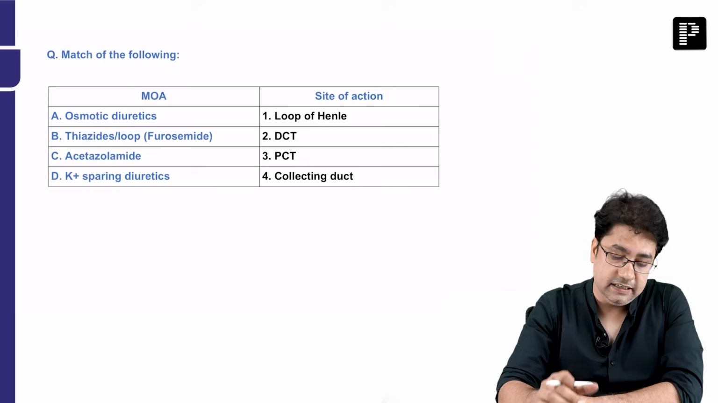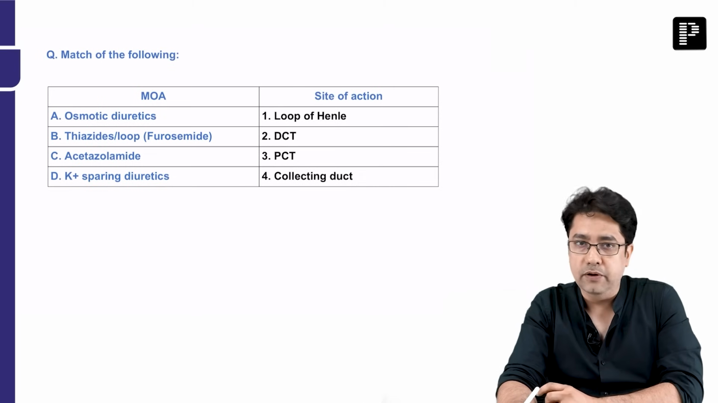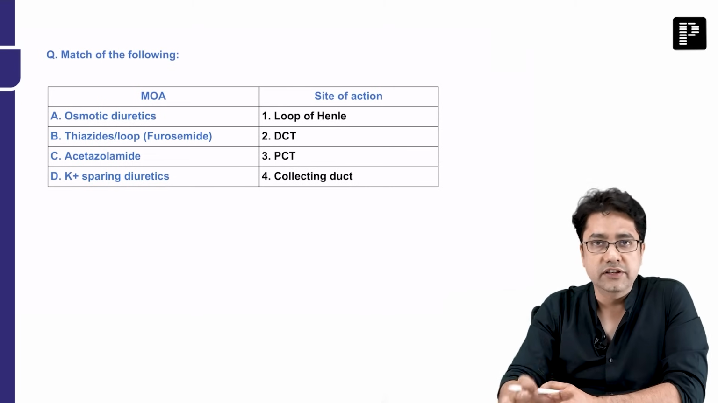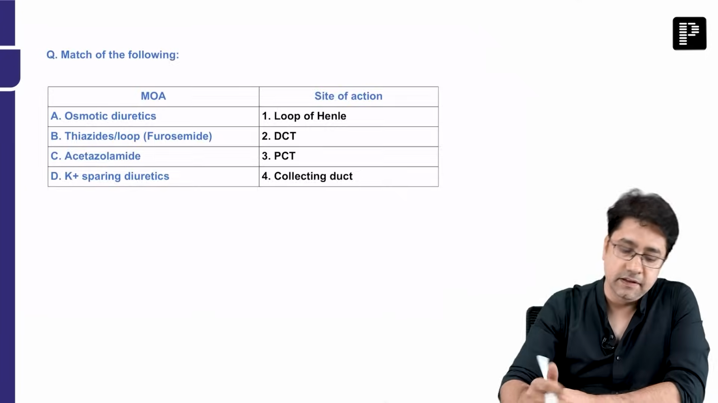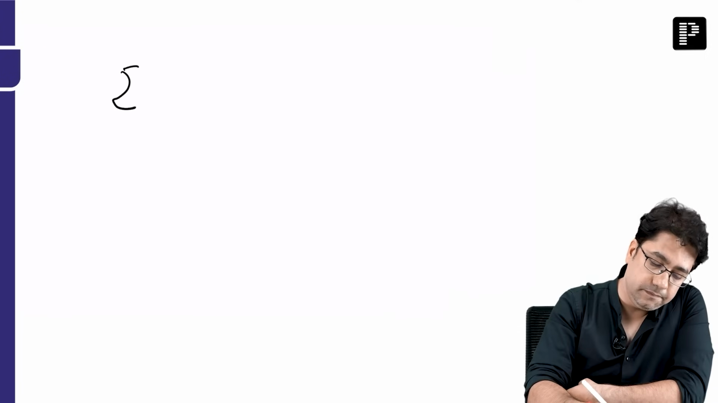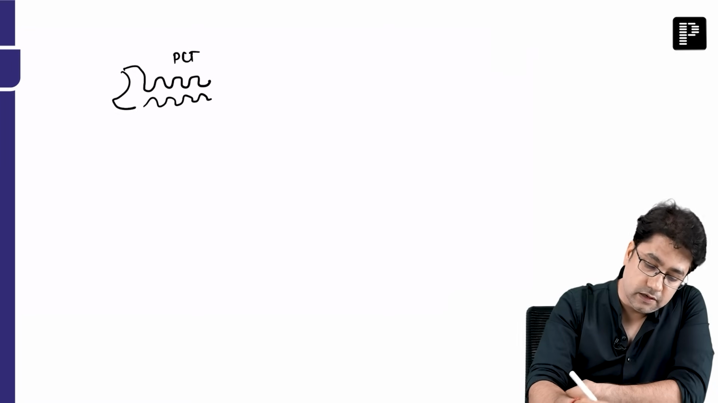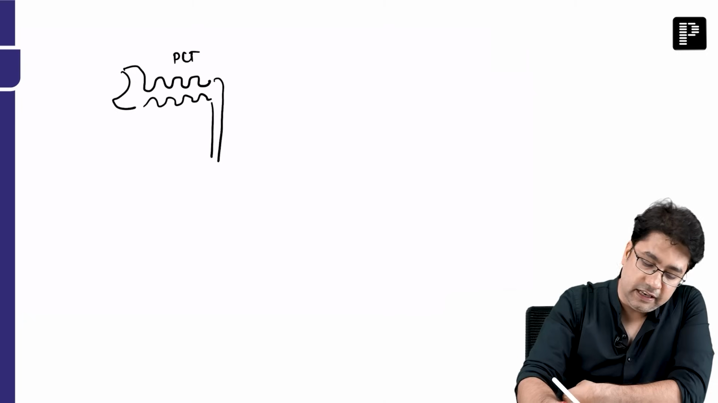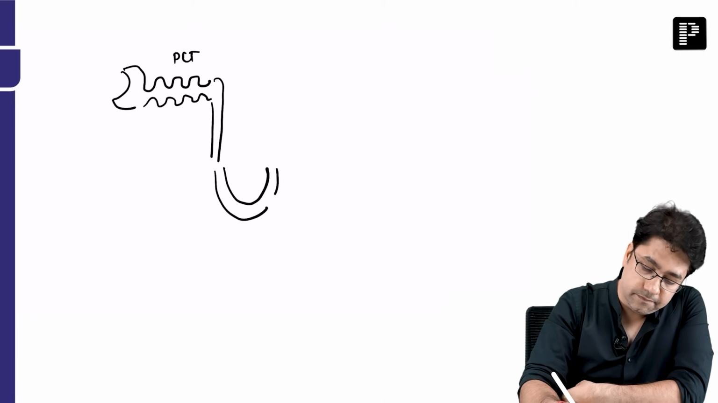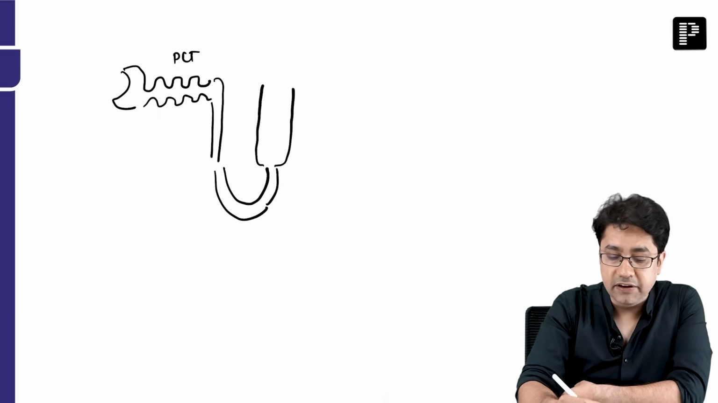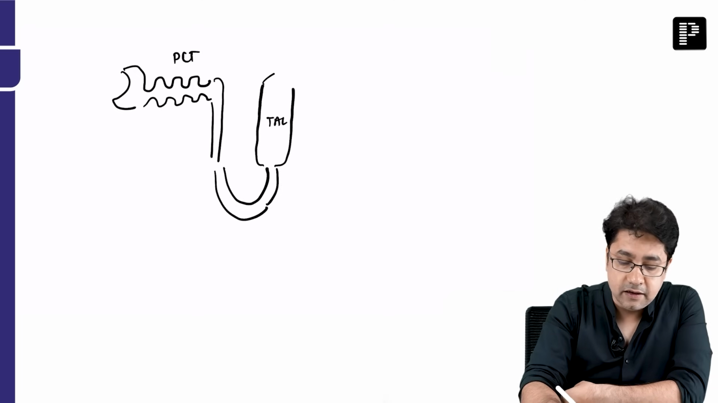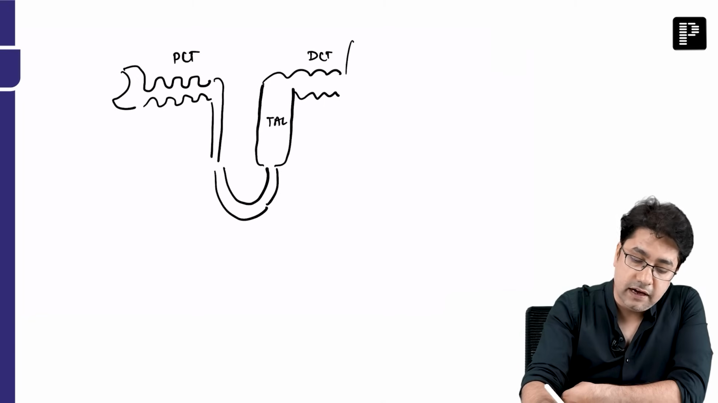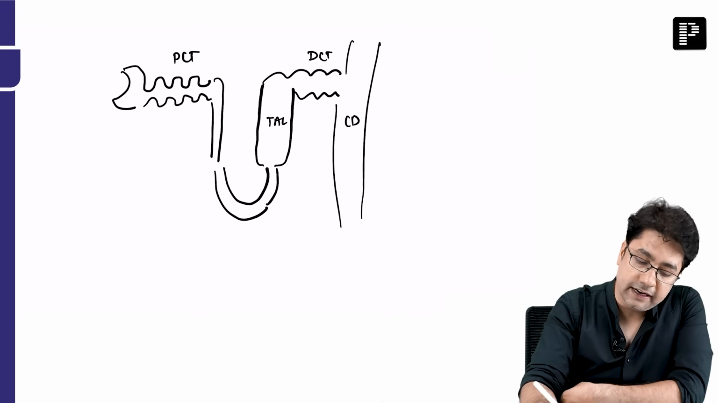Now the next question is, match the following diuretics. Let's first see where all the diuretics act. If I draw a nephron, this is PCT, proximal convoluted tubule. Then we have the descending limb of Henle, loop of Henle. Then we have the ascending limb of Henle, known as the thick ascending limb, and it merges with DCT, distal convoluted tubule, and finally the nephron drains into the collecting duct.